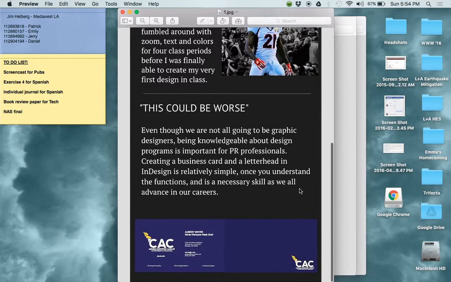As we went on, our next assignment was in InDesign, and it was creating business cards and letterheads. And I really liked this assignment because I know that this is something I'm going to be doing in my future. I'm going to be creating letterheads for maybe a company, or I'm going to be creating business cards for myself. And it even gave me ideas of ways I could spruce up my own resume. So I really enjoyed that assignment.